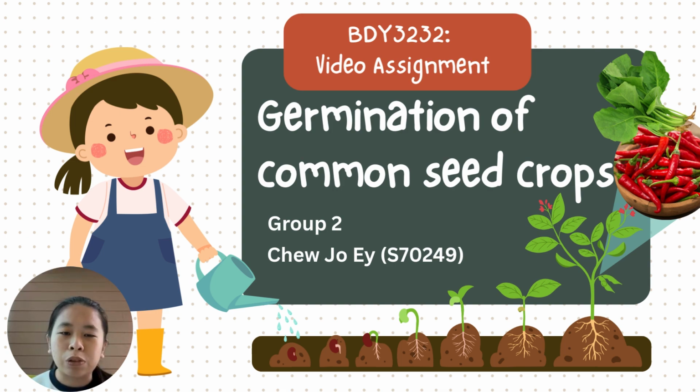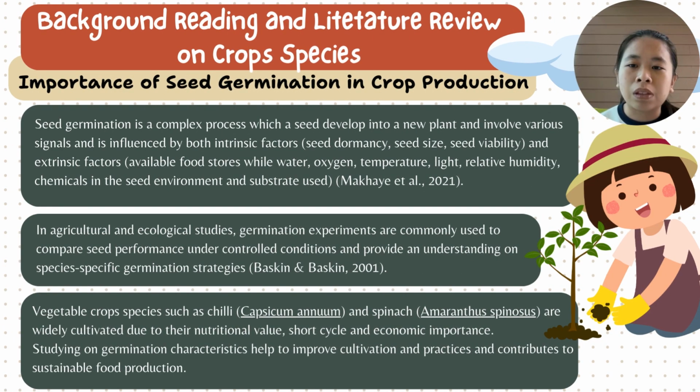Hi, I'm Joy, and today I will be talking about my video assignment for BDY 3232, the germination of common seed groups. I'm from group 2, and my matrix number is S70249. So I will first talk about the background reading and literature review on crop species.